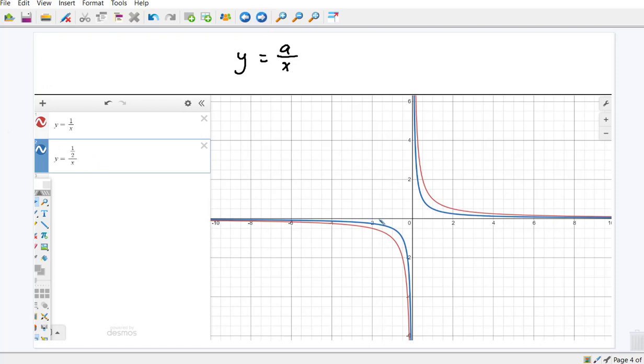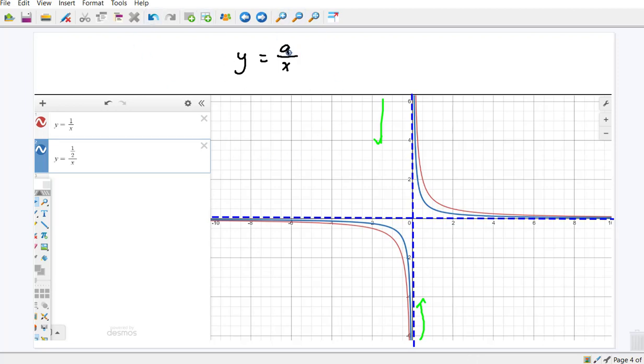But if instead I use like a half, it's like I took the top and bottom of the graph and pushed it this way. But what hasn't changed is I still have the same asymptotes. So my horizontal and vertical asymptotes are both still in the same location. Those have not changed throughout this process.